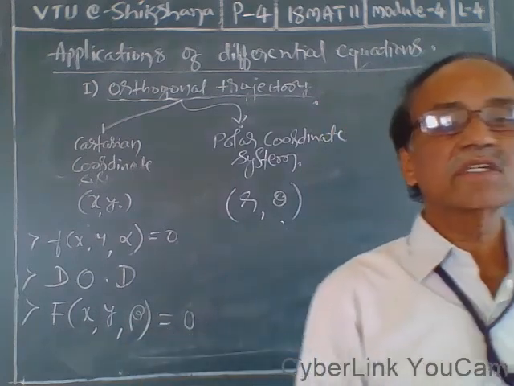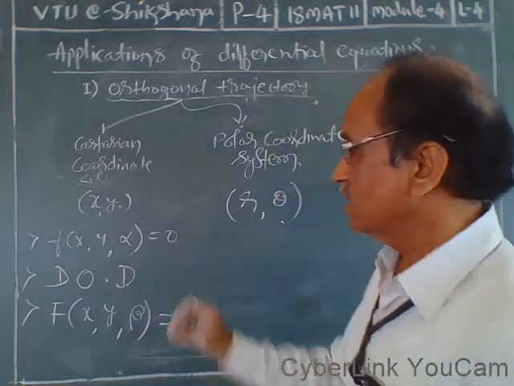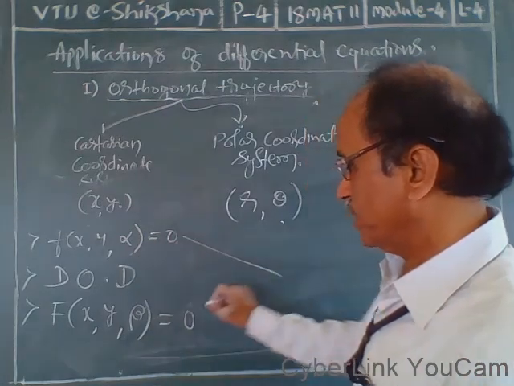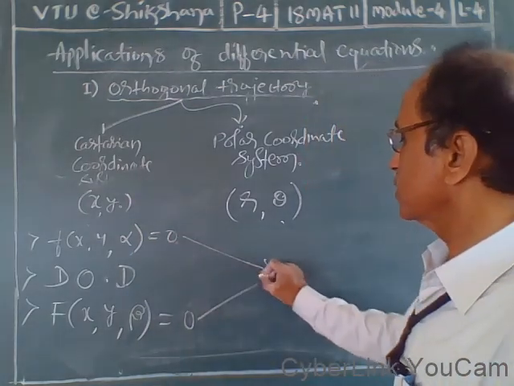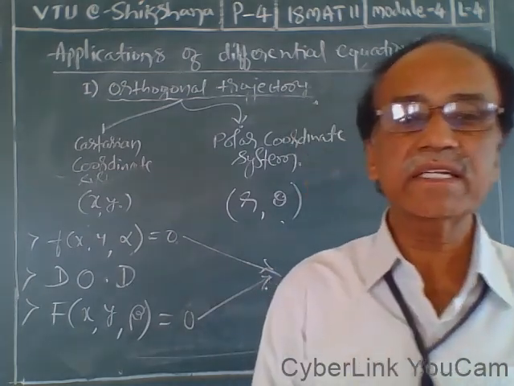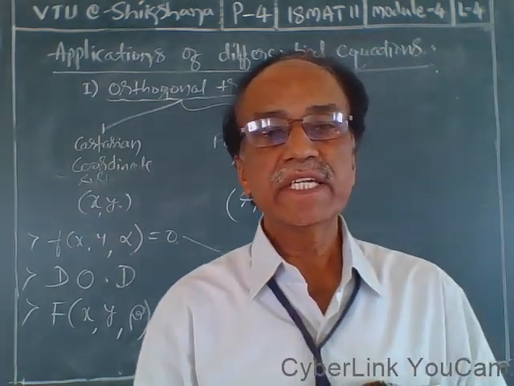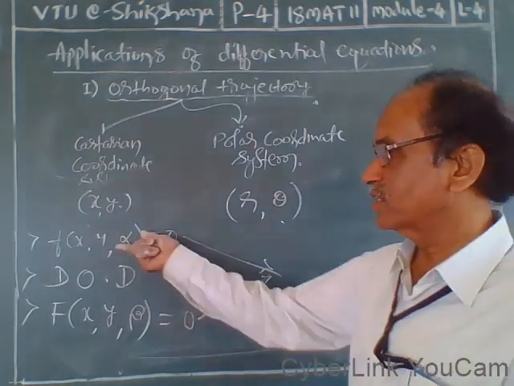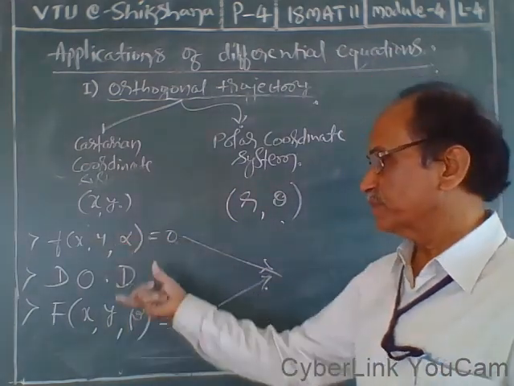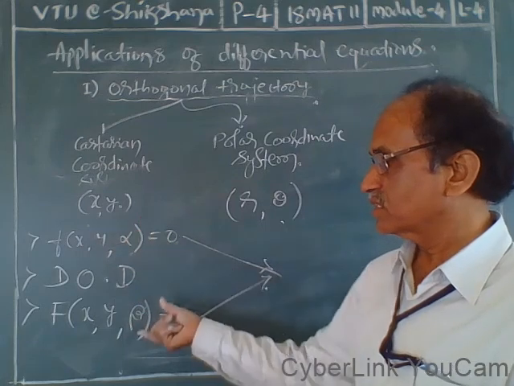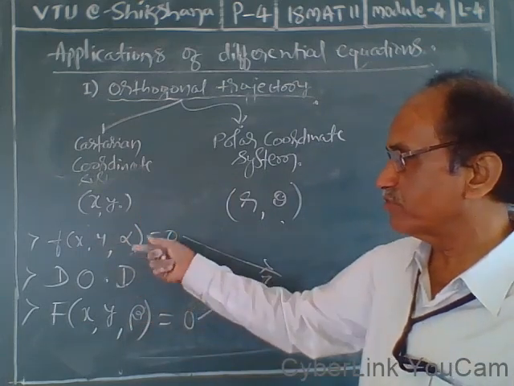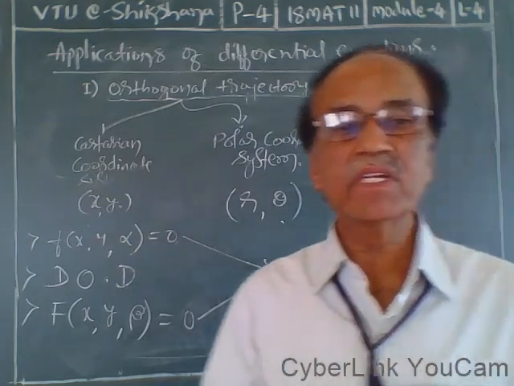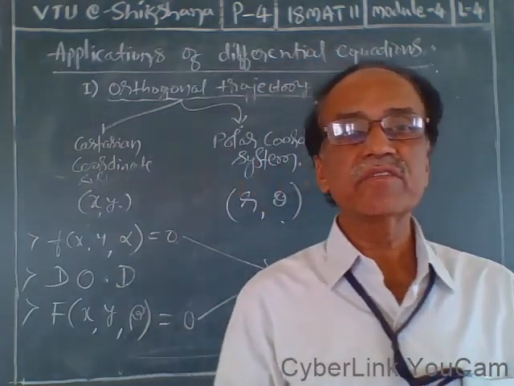These are the resulting family of curves, and those are the given family of curves. If these two curves intersect at 90 degrees, then we call this orthogonal to the given curve. This is a solution, that is also a solution, but in between we form a differential equation by elimination of alpha, and then we write a certain kind of differential equation.